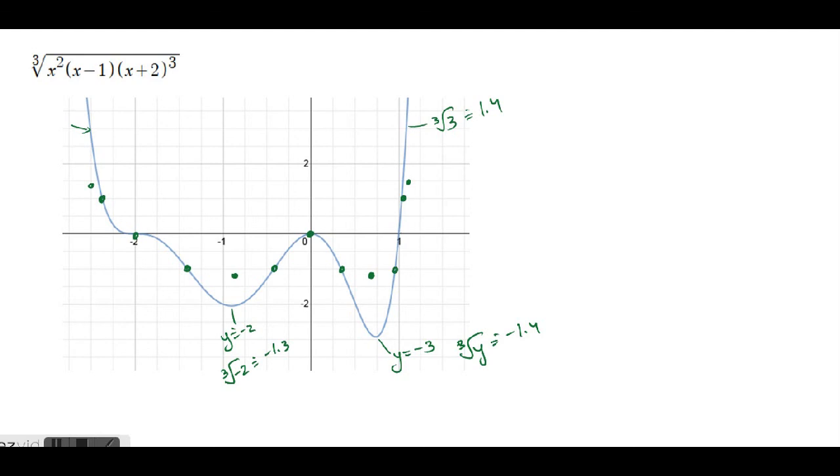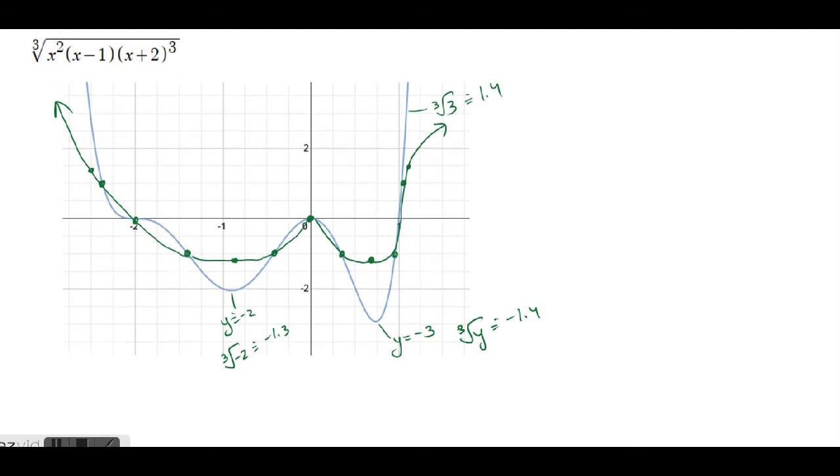So this side would tend like this. The next piece will curve between these points and do that. And then this side will do something like that. Okay, so this is the cube root of a polynomial.